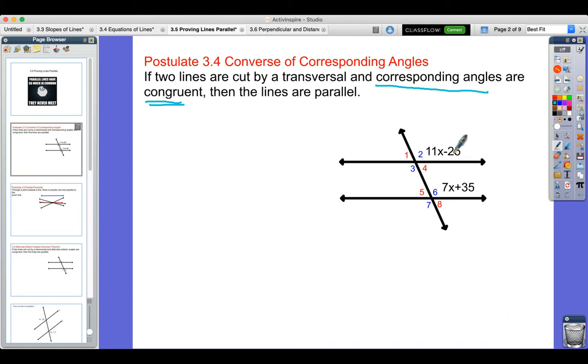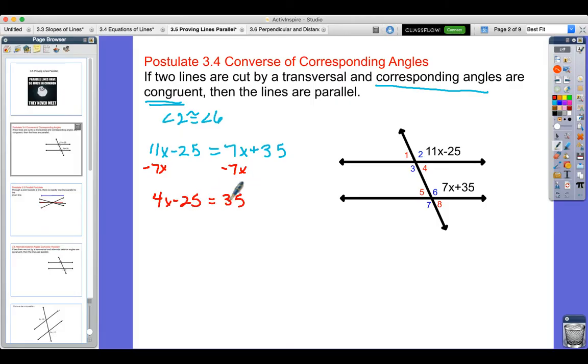To prove that, we've got to figure out what x has to be so that they give us the same answer. If angle 2 is congruent to angle 6, their equations are equal to each other. We'll say 11x minus 25 equals 7x plus 35. From there, it's just good old math. Let's get our x's on the same side, so we subtract 7x. You get 4x minus 25 equals 35.